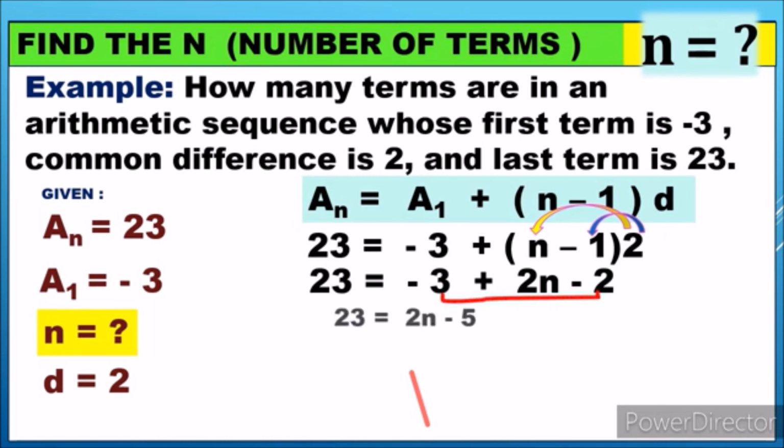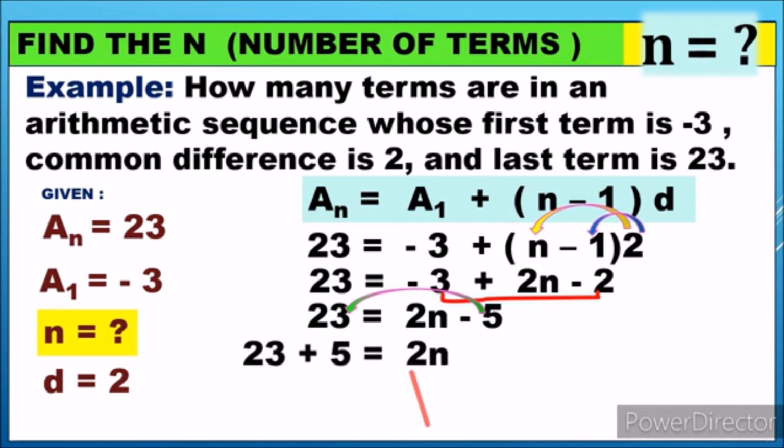So next is to combine like terms. Negative 3 minus 2 is equal to negative 5. So we have now 23 equals 2n minus 5. Next thing is to transpose negative 5 to the left side of the equation, so negative 5 will become positive 5. So 23 plus 5 is equal to 2n, and 23 plus 5 is equal to 28, which is equal to 2n.